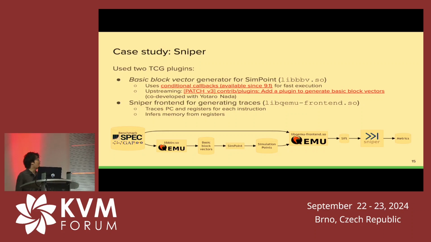Fortunately, we have a new API called conditional callbacks that allows instrumenting only when necessary. So this allowed fast execution of the basic block generator, and this API is also available since 9.1.